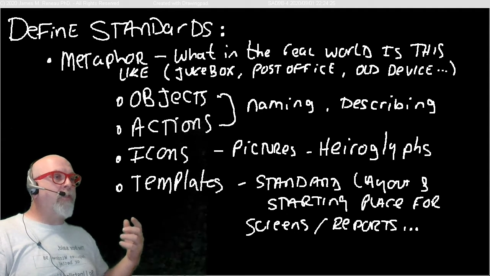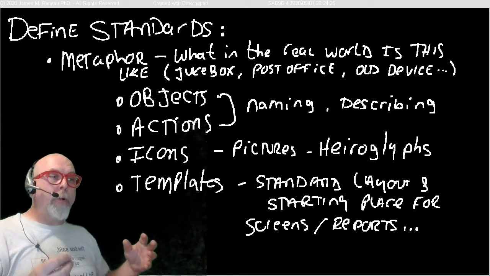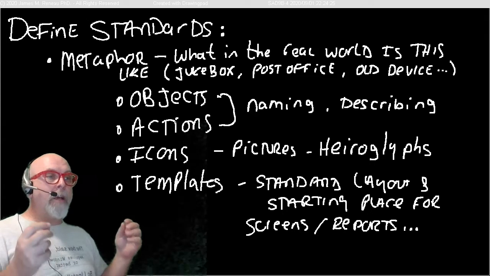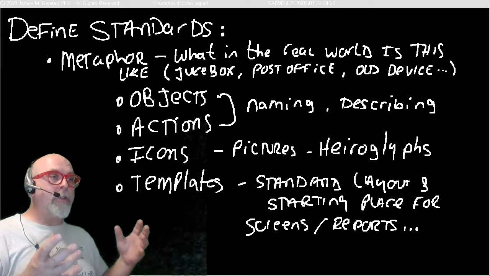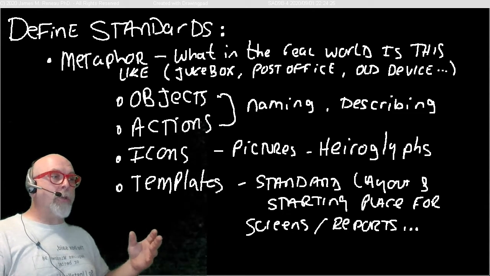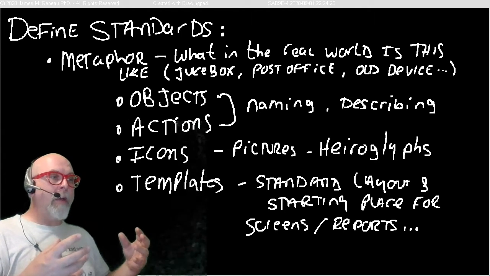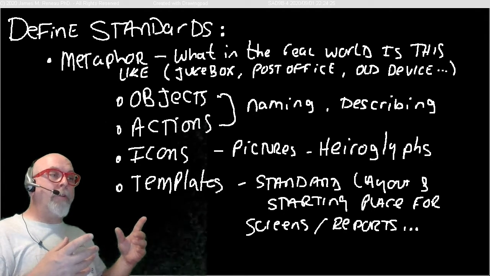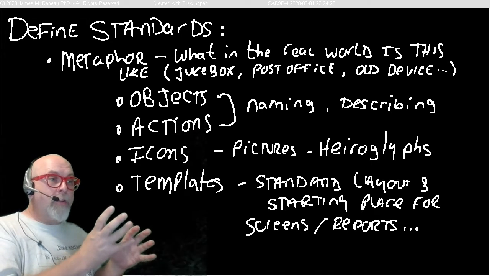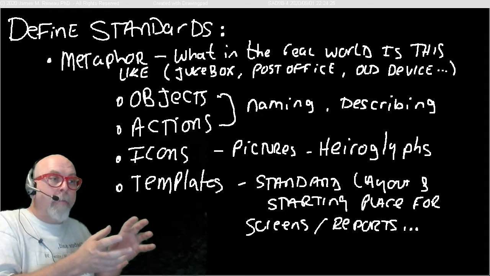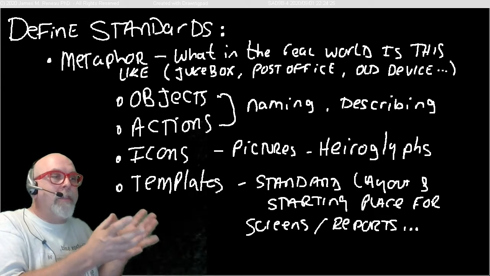We also need to define names and descriptions of all of our objects and actions, and all of the programmers and all of the users and all of the stakeholders and all of the analysts need to use the same conventions when we're talking about our actions and objects. We need to make sure our pictures and our icons are all standard and our buttons all feel the same. And I believe that we need to create standard templates, a standard layout and starting place for a screen, so that all of the things are the same. Every programmer starts with this template, modifies it as needed, tweaks it, adjusts it, so that everything feels the same.